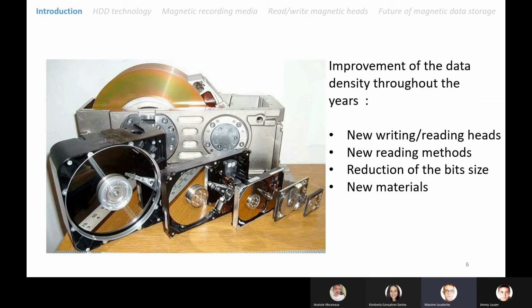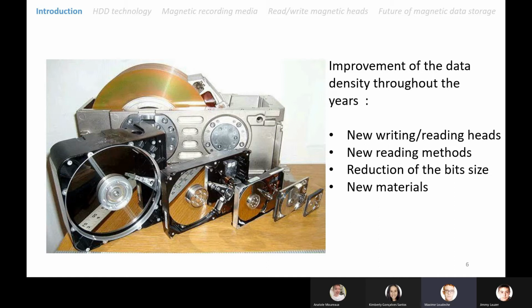So the real challenge is to increase the data storage density. This is the number of bits that can be stored per unit of surface. On this picture, we can see the evolution of an HDD that stores the same amount of data, but they get smaller and smaller. This reduction in size and increase of data density was possible thanks to the evolution and the appearance of new technologies like new writing heads or reading heads, new reading methods, new medium or head materials.